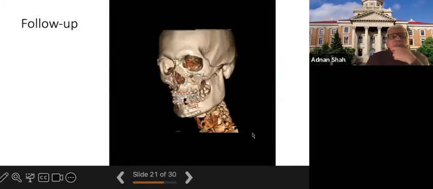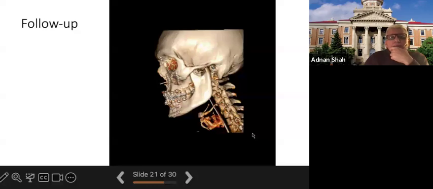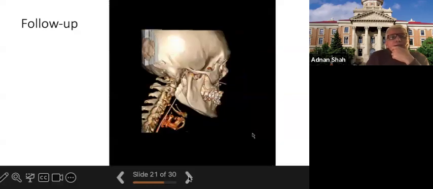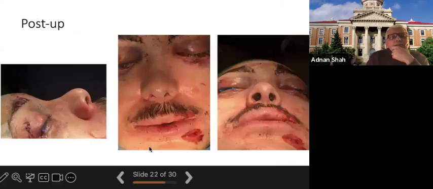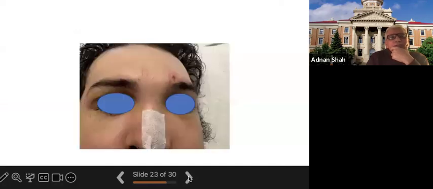So this is what we achieved. As you can see, very small incisions here, and you can hardly see them now.